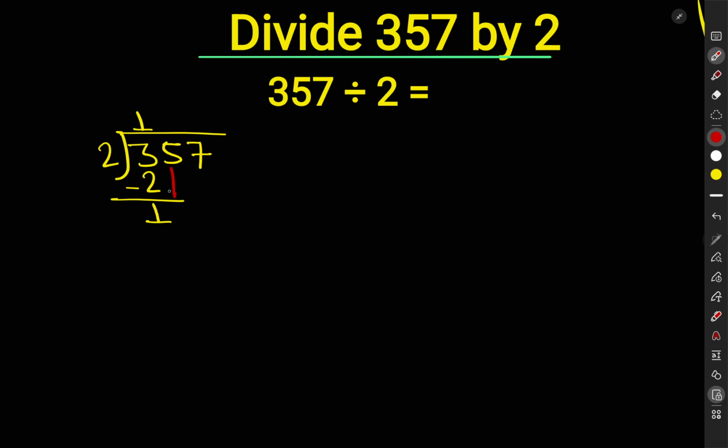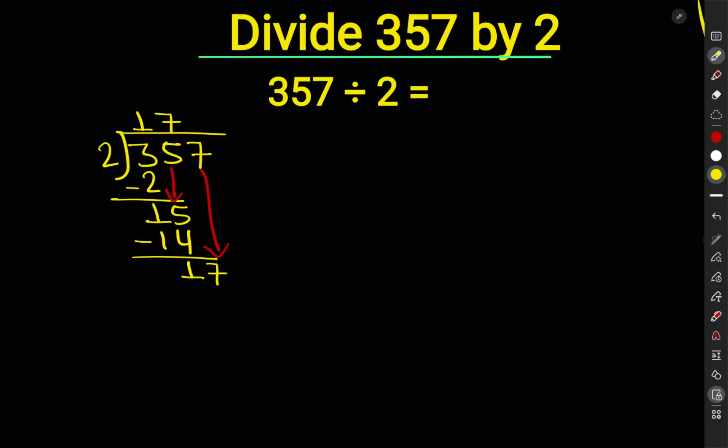So we put down the number beside this, 5. So now it is 15 and 2 times 7 means 14. On subtracting it is 1. So again this 1 is less than 2. So we put down the number beside this, 7.